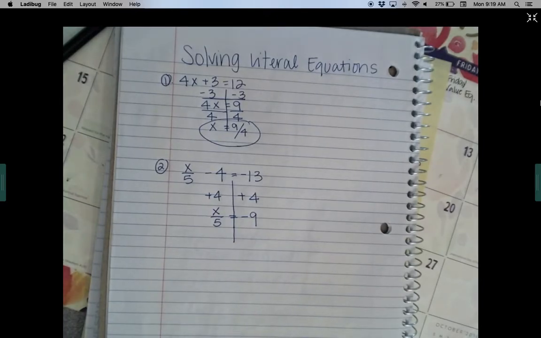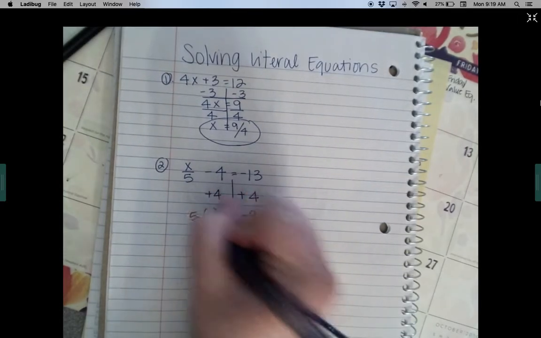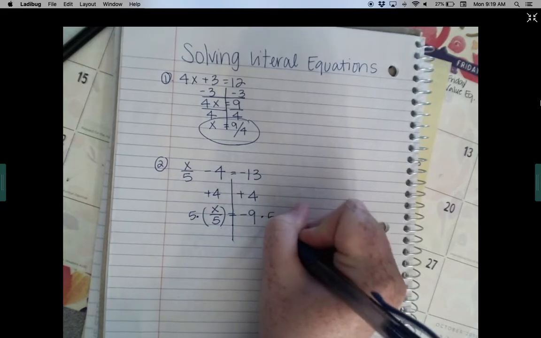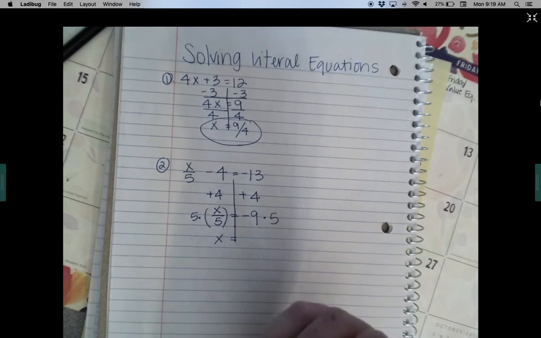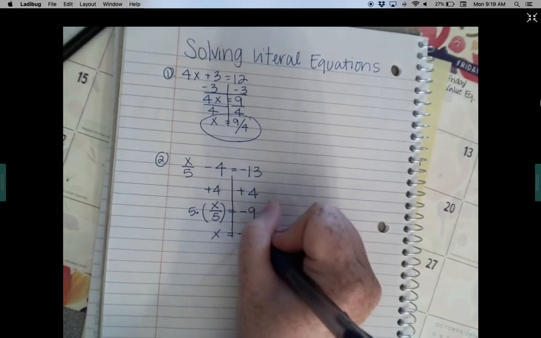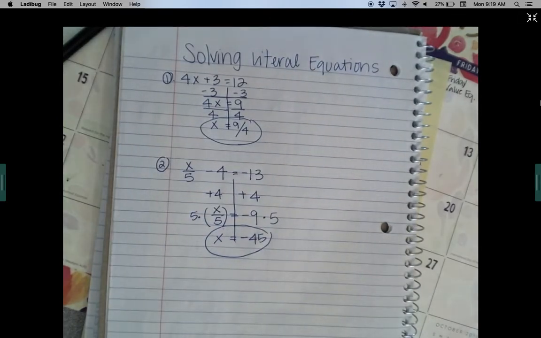What's the opposite of over 5? Multiply by 5. Remember, a fraction bar just means divided by. So on the left I have x, and on the right I have negative 9 times 5, which is negative 45. Okay, so those should have been pretty simple.